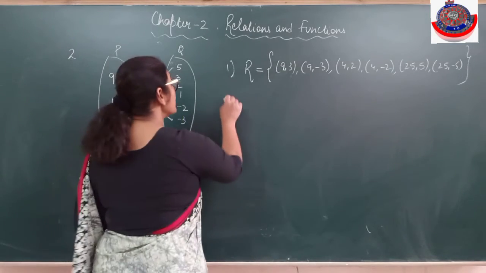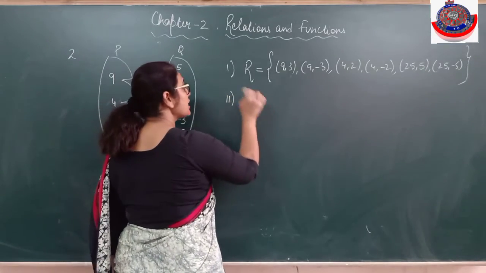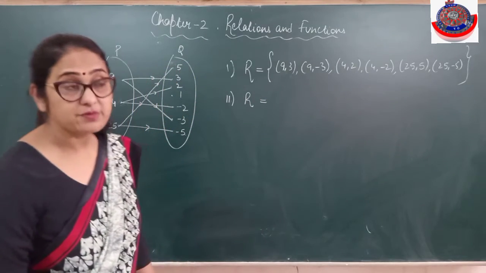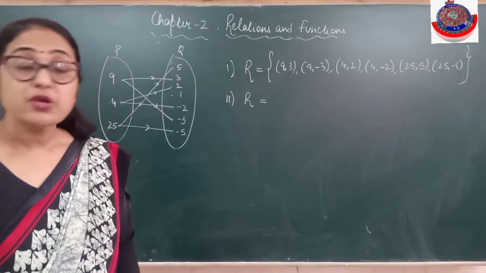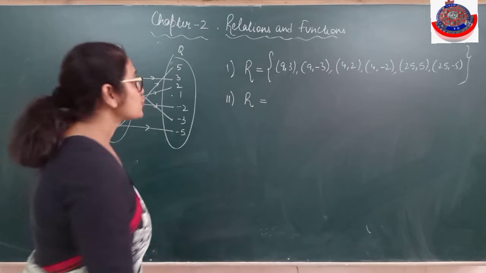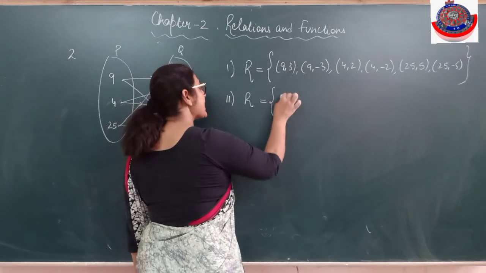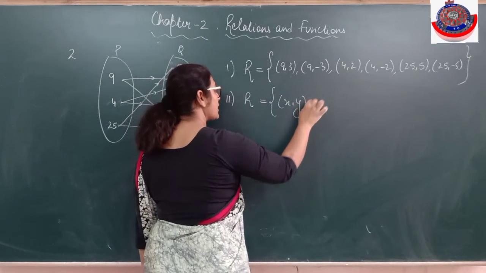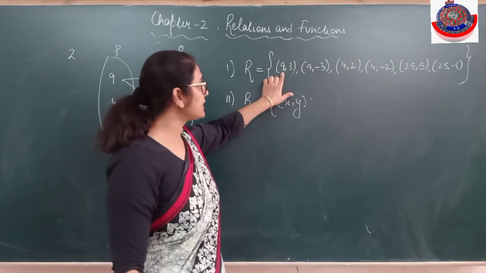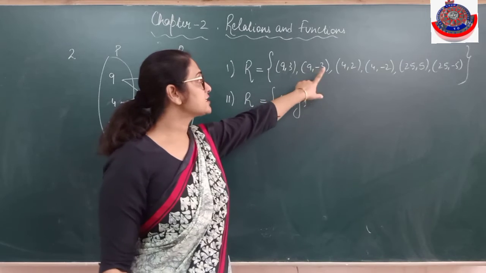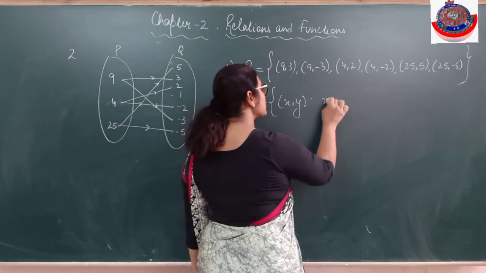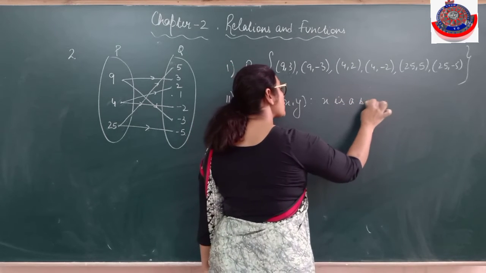Now they are asking me to express it in set builder form. Set builder form means we don't write all the elements, we just give a description, a line to it. So how do I write it? R has all the order pairs x, y, where what is the relation? 9 is a square of 3, 9 is a square of minus 3, 4 is a square of 2. That means what is the relation? X is a square of y.